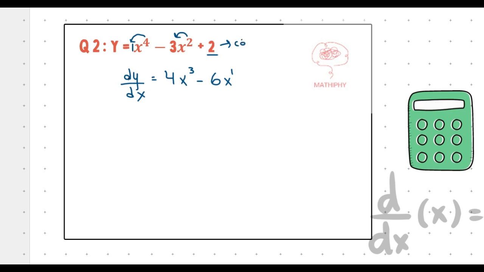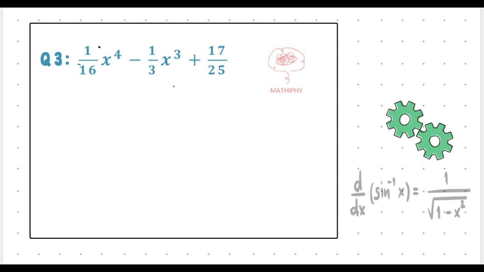After it, we have a constant number. This number doesn't have any variable attached to it, so this is a constant. And we know that the derivative of a constant is always 0. So the derivative of 2 would be 0. And this is the final answer. I'm just writing it in the simplest form to avoid any confusion. So it would be 4x cube minus 6x. That's it, because if the power of x is 1, then we don't have to write 1 in the power.